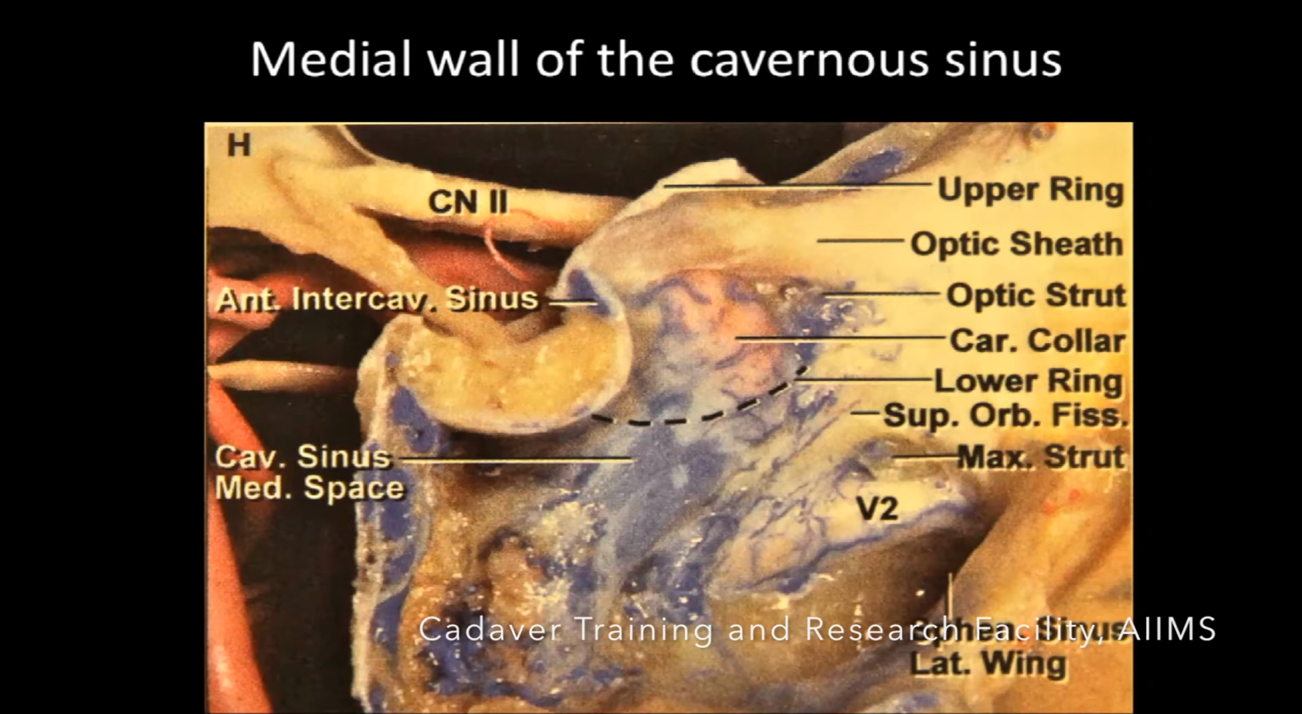So this is what you see in the lateral wall of the sphenoid sinus. Below the second division of the trigeminal nerve is the lateral wing of the sphenoid sinus, which goes between the second and third divisions of the trigeminal nerve. So this is the corresponding medial side of what you see from the lateral side.